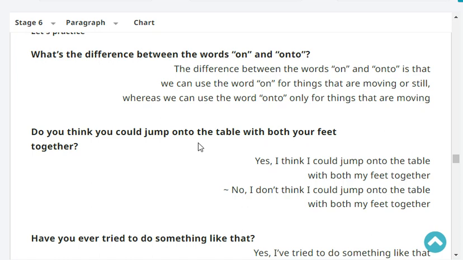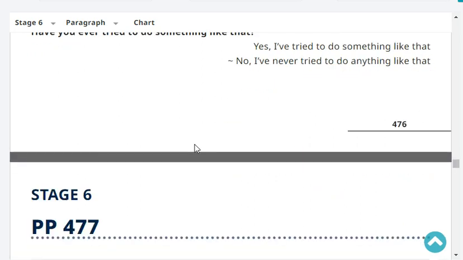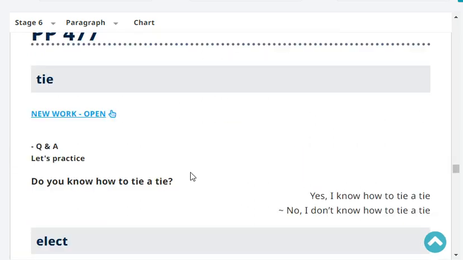Greg, do you think you could jump onto the table with both your feet together? Yes or no? No, I don't think I could jump onto the table with both my feet together. Have you ever tried to do something like that? Yes, I've tried to do something like that. Very good.